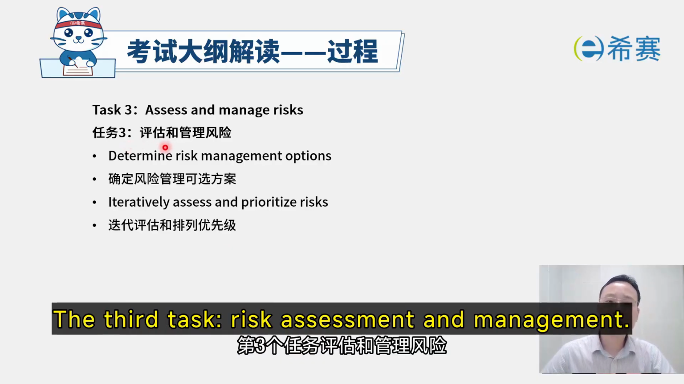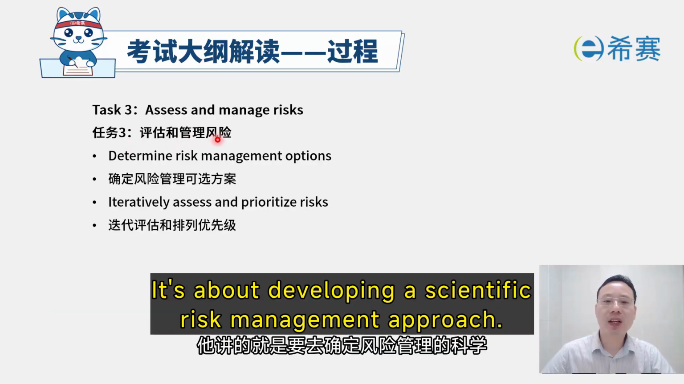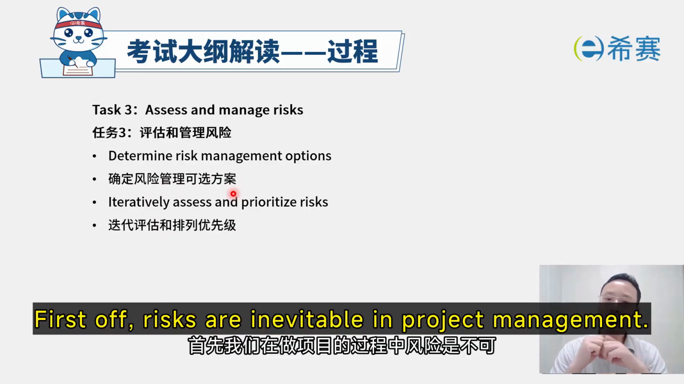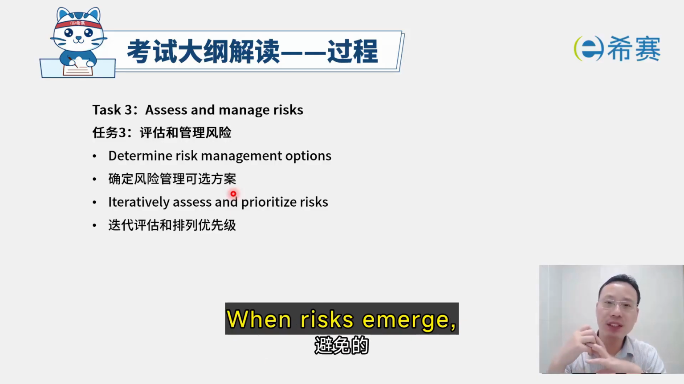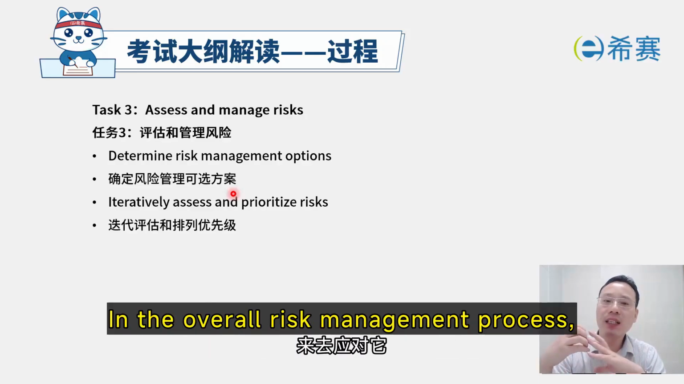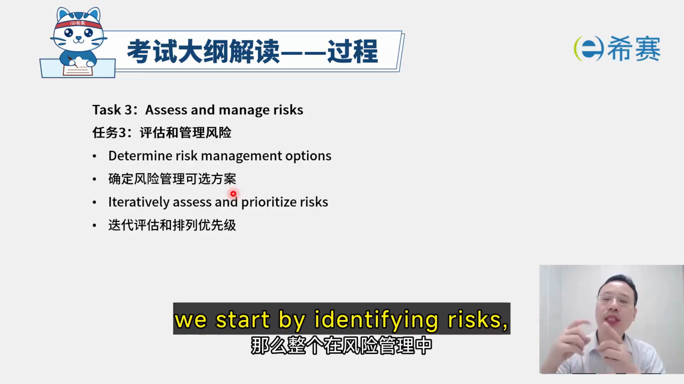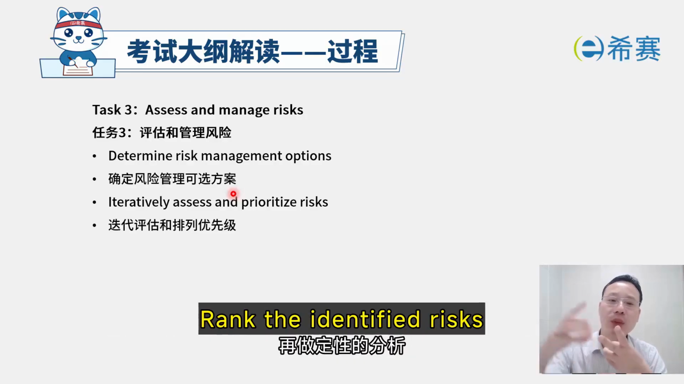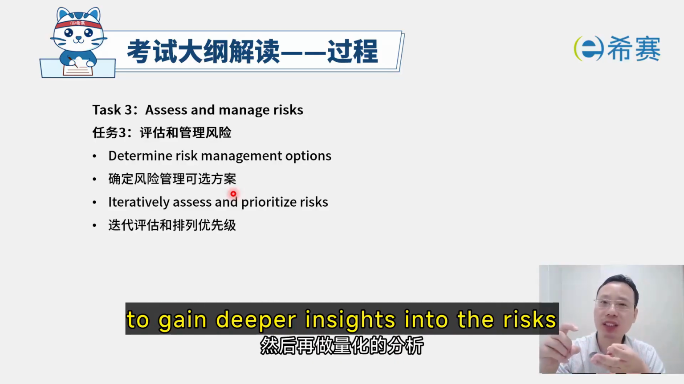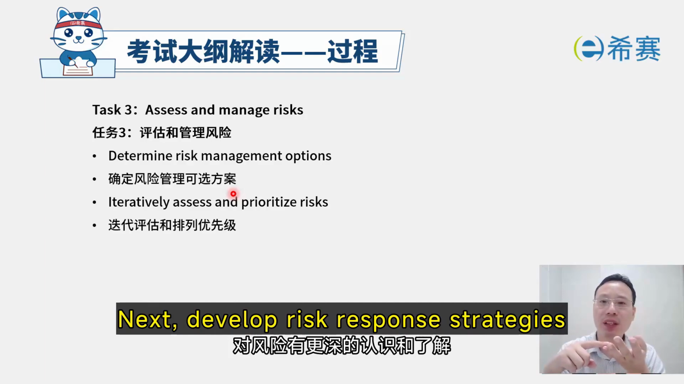The third task, risk assessment and management. It's about developing a scientific risk management approach. This involves strategizing, iterative assessment, and prioritization. First off, risks are inevitable in project management. When risks emerge, we need to come up with strategies to tackle them head-on. In the overall risk management process, we start by identifying risks, followed by qualitative analysis. Rank the identified risks, followed by quantitative analysis, to gain deeper insights into the risks. Next, develop risk response strategies and implement them.